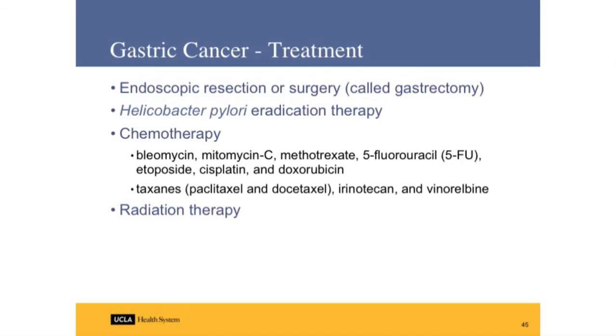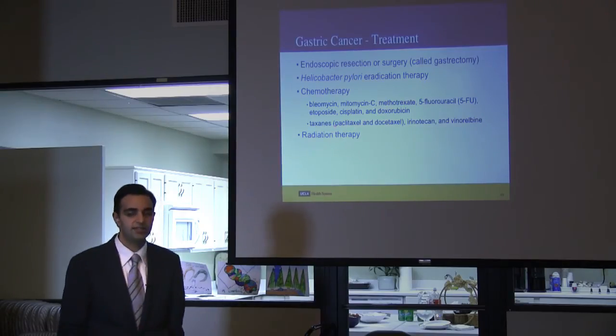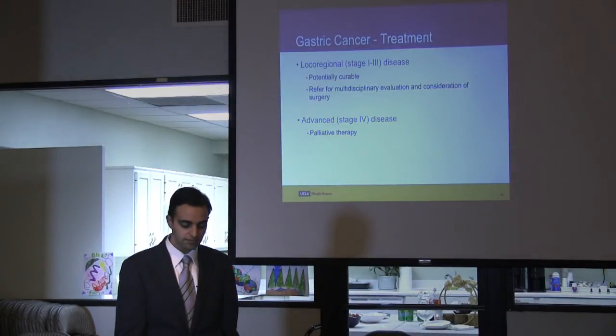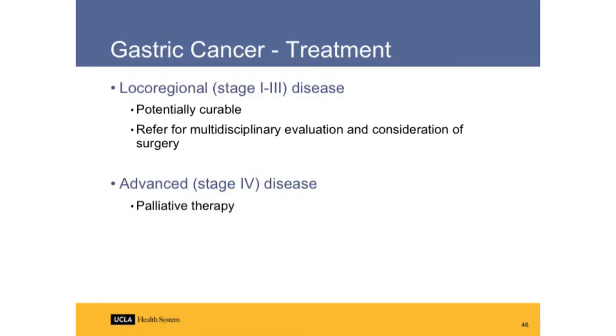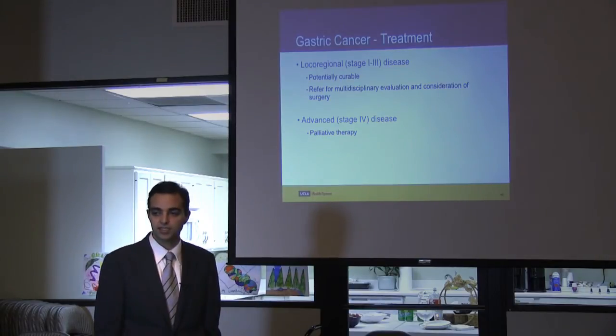I've listed some of the chemotherapeutic agents that are used. These are some of the older chemotherapeutic agents that are used in stomach cancer, some of the newer agents that are used here, and then combined with radiation. So patients that have regional disease, stage 1 to 3, it's potentially curable, and it's often a combination of all three: surgery, chemotherapy, and radiation. And then for stage 4 disease, again, it's palliative, so you use a combination of chemotherapy and radiation to treat.